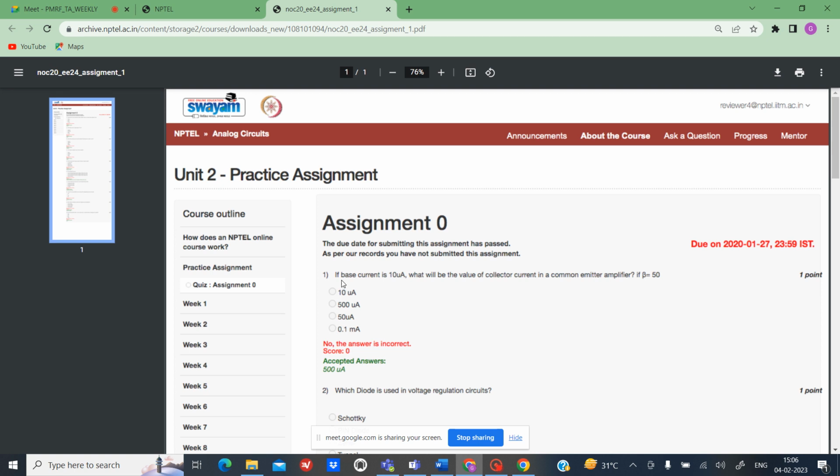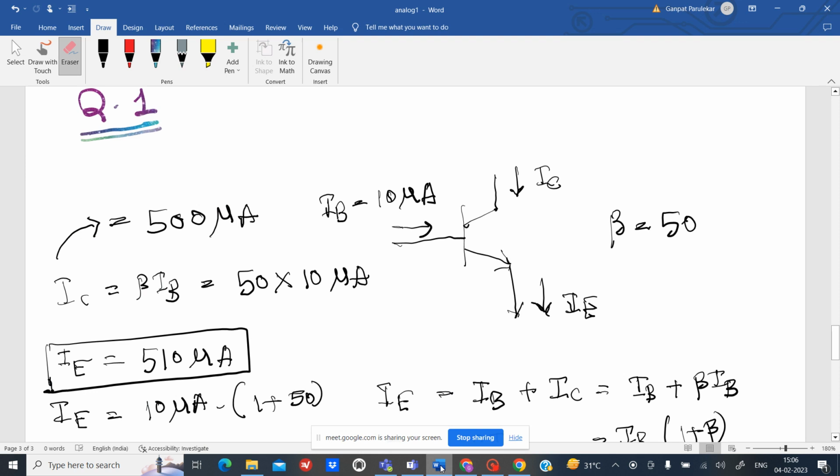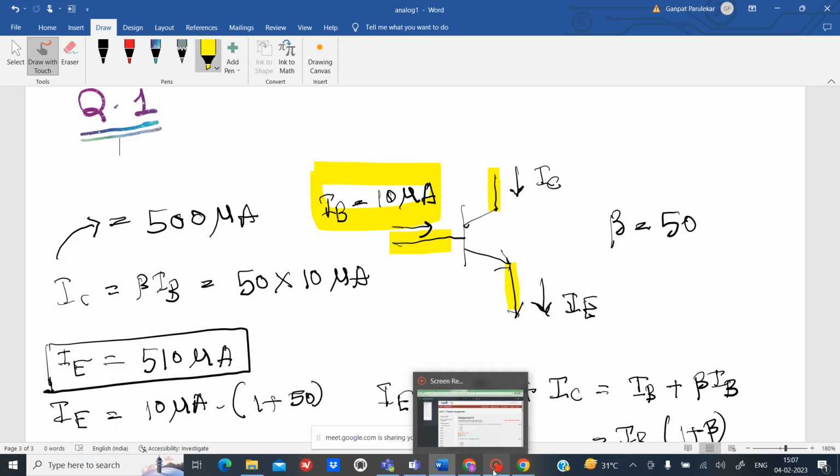The question is, if base current is 10 microampere, what will be the value of collector current in a common emitter amplifier if beta is equal to 50? The given things are here. We have a BJT with a collector terminal, base terminal, and emitter terminal. The current through the base terminal is 10 microampere. So IB is going towards the base, and the value is 10 microampere. The IC will flow from the top to bottom.